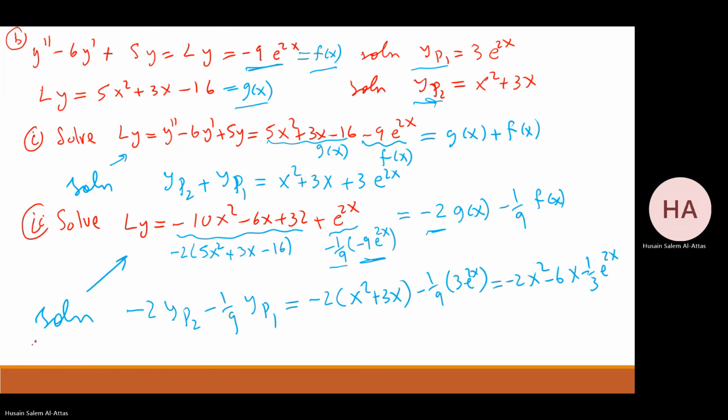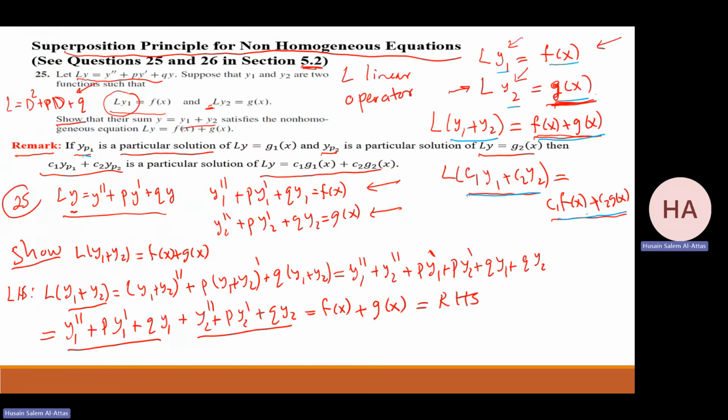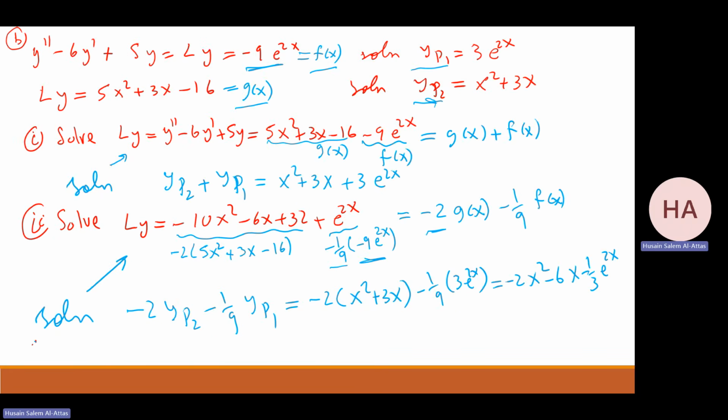Okay. Just to be sure. Yes. Minus 2x squared minus 6x minus 1/3 e to the power x. Good. This is just, as I said, a question in 5.2, but since it is related to non-homogeneous equations, I brought it here. And this is the superposition principle for non-homogeneous equations. Okay. I think we did a good number of questions. Yeah, I think we explained it well.